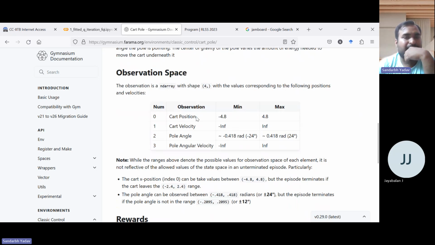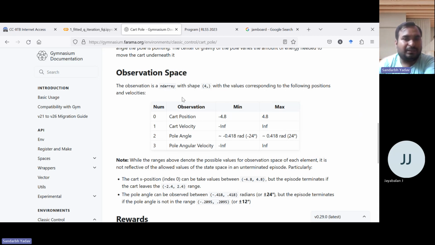For the observation space, there are four observations: the cart position, velocity, angle of the pole, and pole angular velocity. These are the ranges they can take. Most of them, in fact all of them, are continuous. Position goes from -4.8 to 4.8, and velocity from -infinity to infinity. Obviously it won't go to infinity, but this basically means it can take any real value. The pole angle is from -0.418 radian, which is -24 degrees to 24 degrees, and then there is the pole angular velocity. So these are the four state features for you.